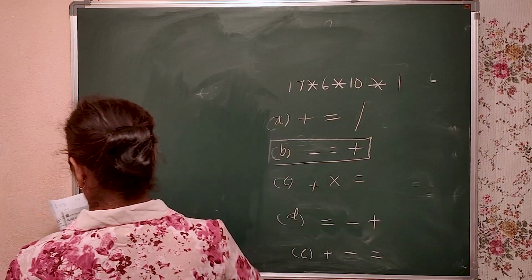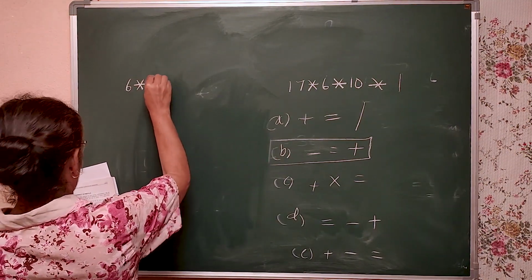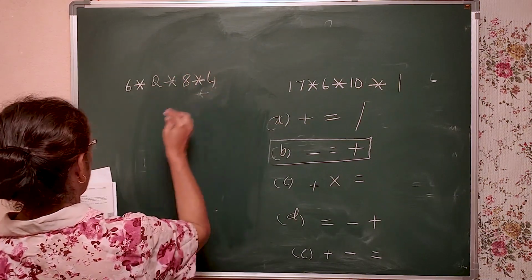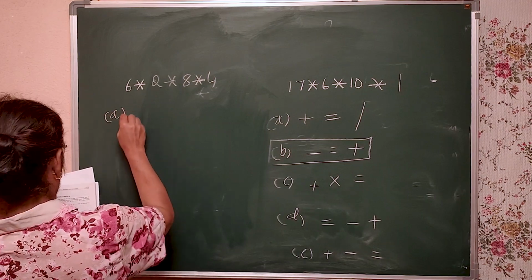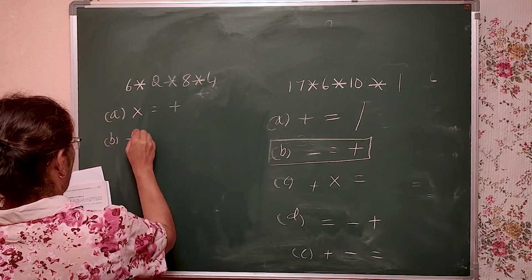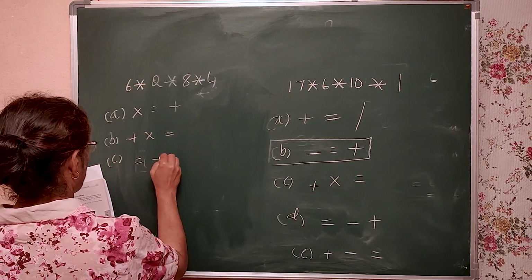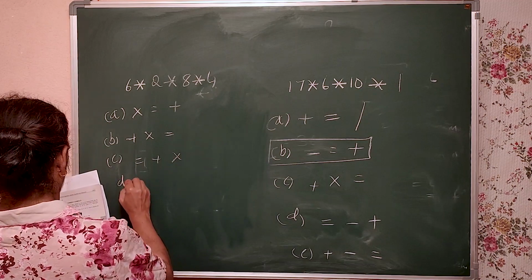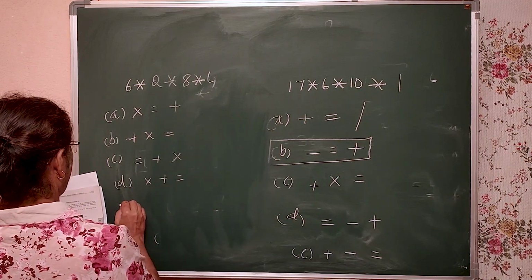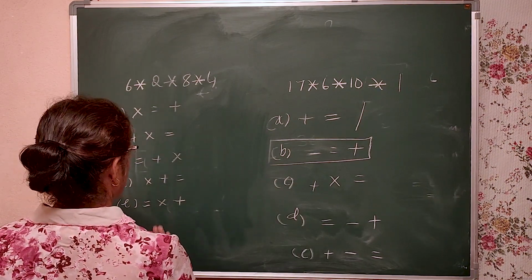Look at the question in the slide. 6 star 2 star 8 star 4. Options: A: into, is equal to, plus. B: plus, into, is equal to. C: is equal to, plus, into. D: into, plus, is equal to. E: is equal to, into, plus.